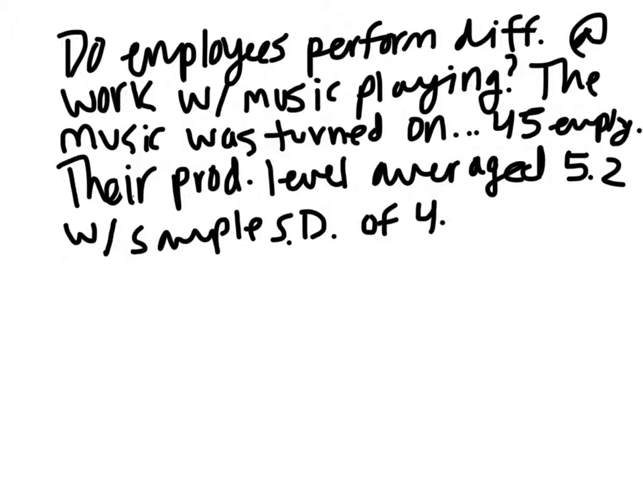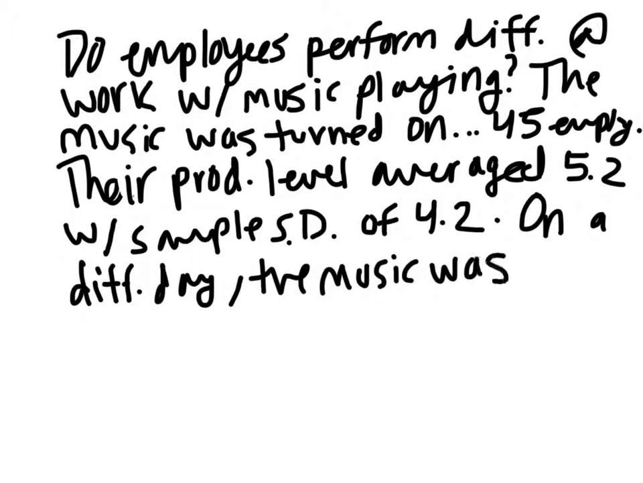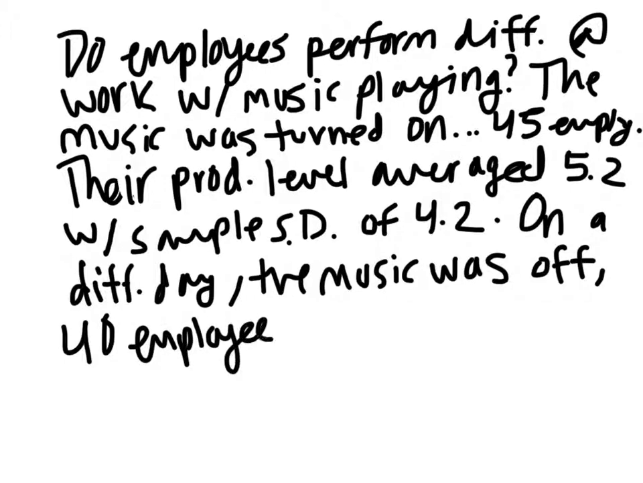So right there we have our first sample, but because this is a two-sample t-test, we're finding the two independent means of two different samples, so there are going to be two samples. On a second day, just any different day, the music was turned off, and there were 40 workers. So no music, 40 workers, or employees, however you want to say it.